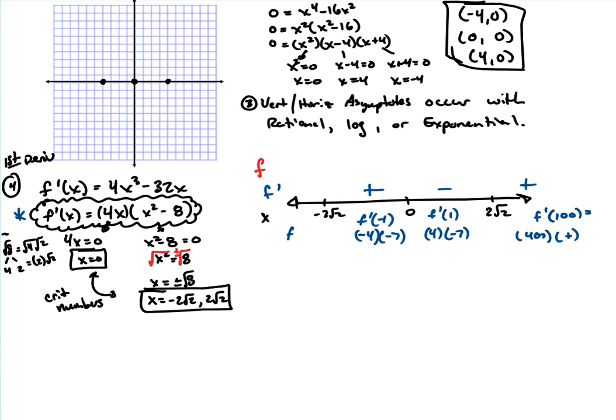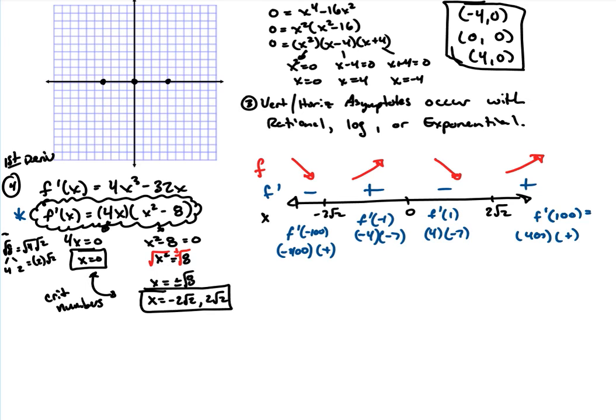And then one last time, f prime of negative 100. So I know for sure that's left of negative 2 radical 2. So if I plug negative 100 in, I would have negative 400. And then negative 100 squared is a positive number. Minus 8 will stay positive. So negative 400 times a positive number would be negative. And then now I know what f is going to do. So where f prime is negative, f is decreasing. Where f prime is positive, f is increasing. There we go. So those are the intervals of importance to us.